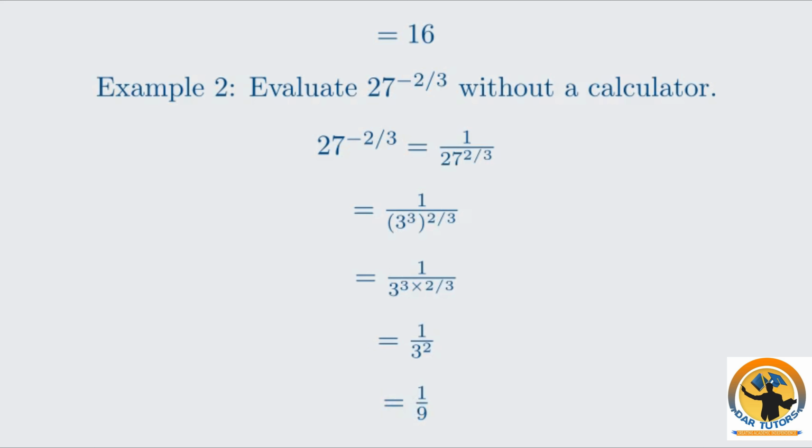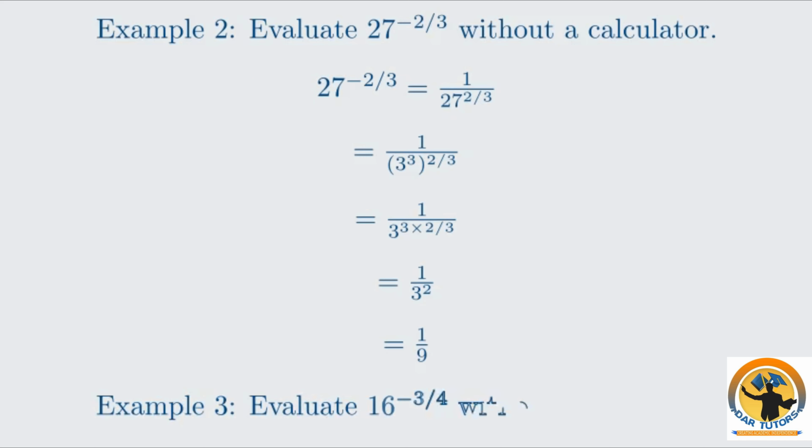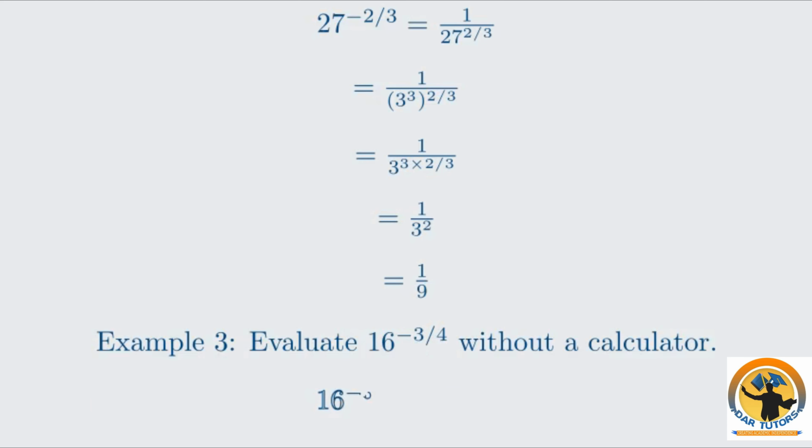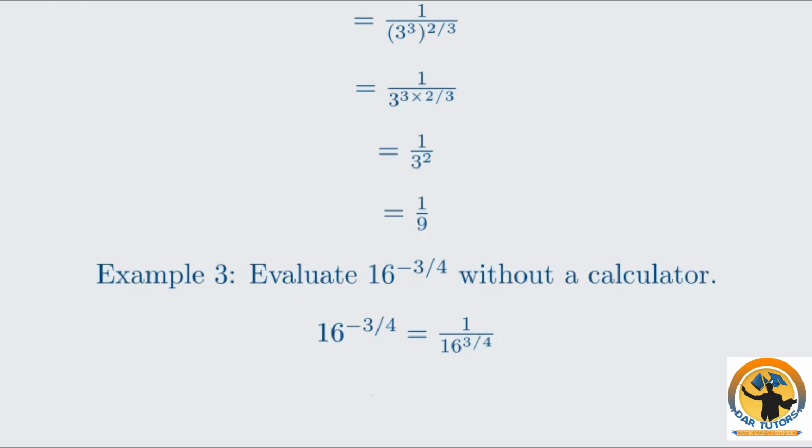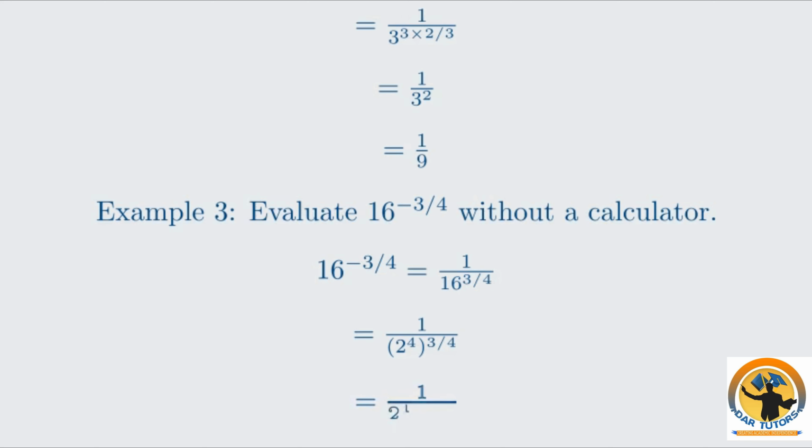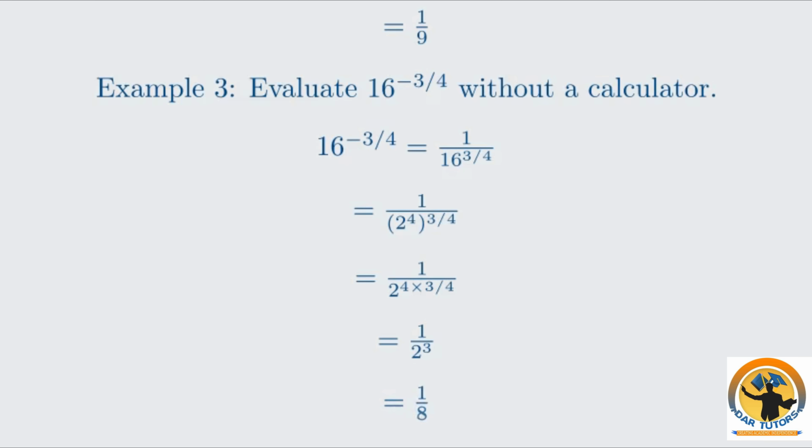Let's do one more example to solidify this concept. Evaluate 16 to the power of negative 3/4. First, the negative exponent tells us to take the reciprocal, so we have 1 over 16 to the power of 3/4. The denominator of the exponent is 4, so we need the fourth root of 16. We can write 16 as 2 to the power of 4. The expression becomes 1 over 2 to the power of 4, all raised to the power of 3/4. Multiplying the exponents, 4 times 3/4 is 3. This leaves us with 1 over 2 cubed, which is 1 over 8.